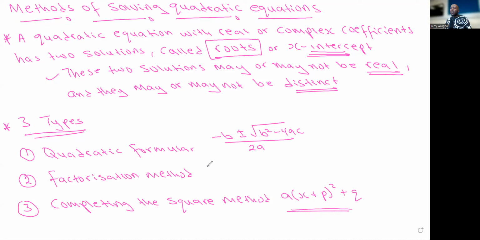And we'll talk about the factorization. There are four ways to factorize. I'll talk about things like the common factors, the difference of two squares, trinomials when a is equal to 1, and trinomials when a is not equal to 1. I'll talk about each of them.